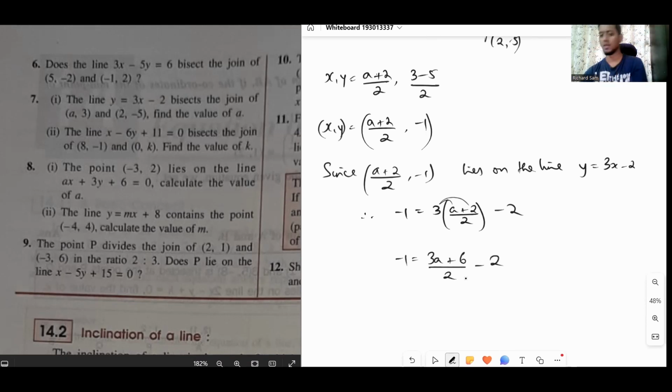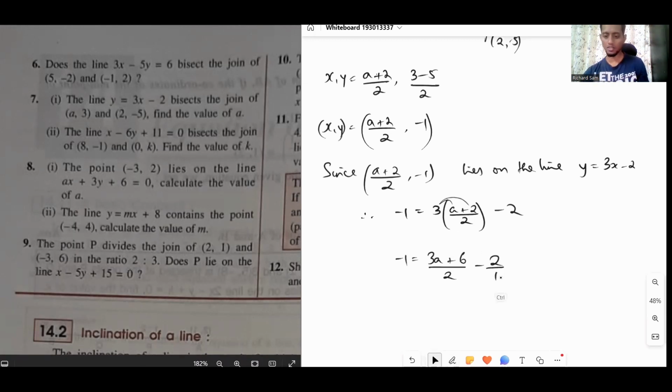Multiply 2 with minus 2 into minus 1? We can't do that, because only if it is like this, whole upon 2, then we can multiply it. This 2 is only for 3a plus 6. You understand? So we cannot take the 2 to that side as of now. What we need to do is make it whole upon 2. So this is upon 1. It has to be whole upon 2.